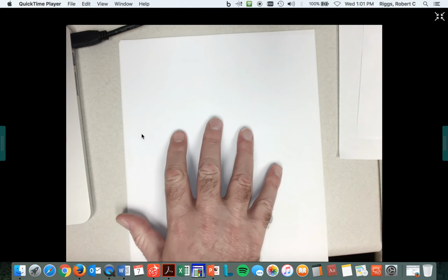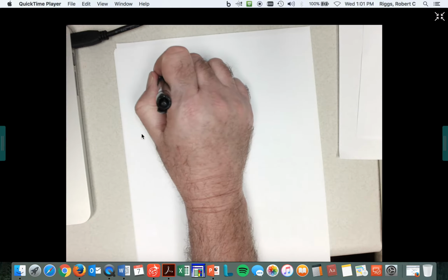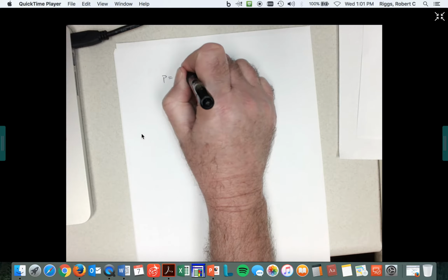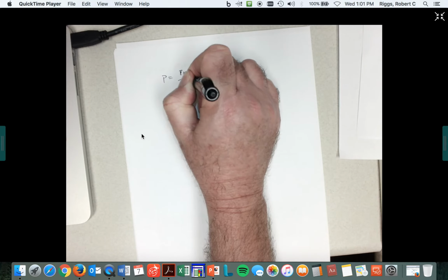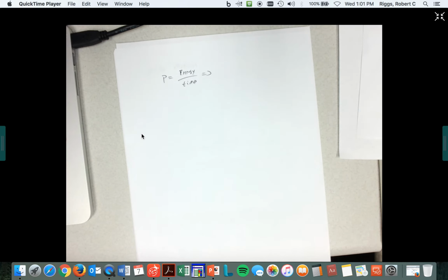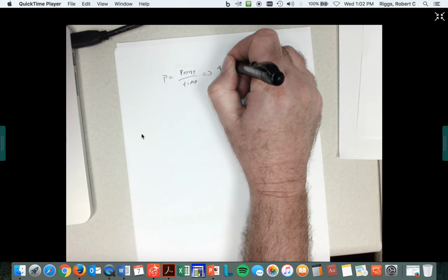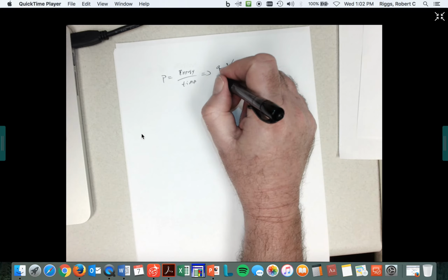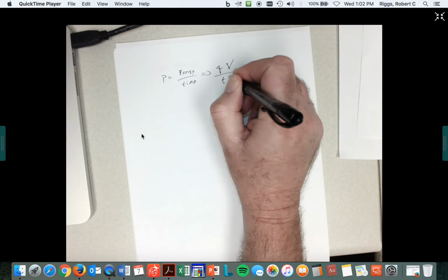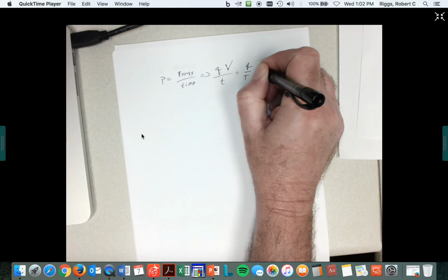Okay, let's look at power. I'm just going to come right out and tell you what power is. Power is energy, how much energy we do per unit of time. Now, in electricity, we know that energy is equal to Q times the potential difference, V, divided by time, T. Let's slide this time out and we get Q over T times V.